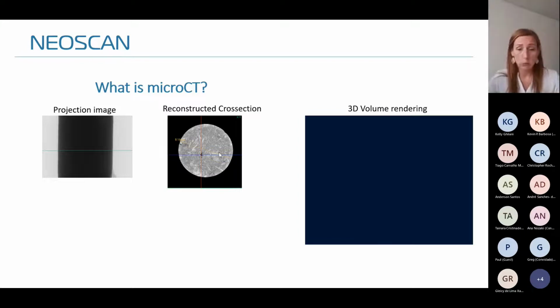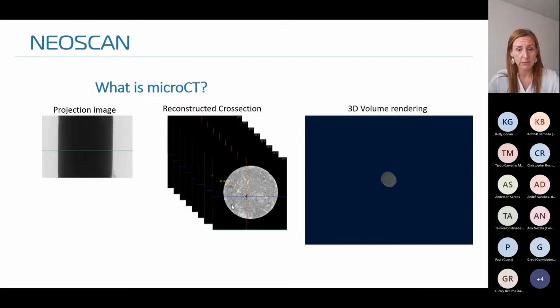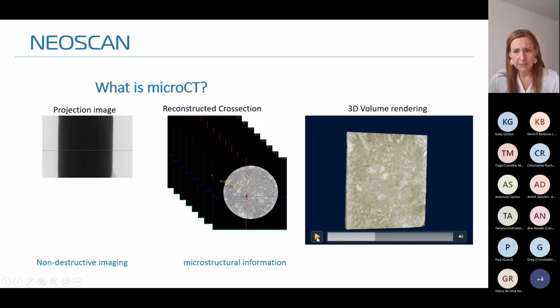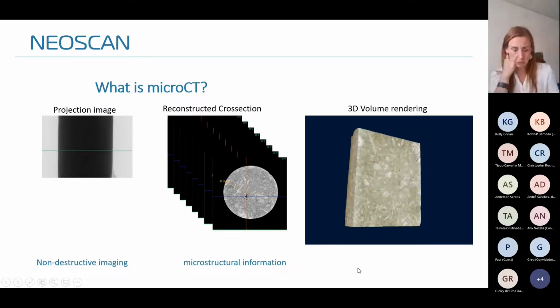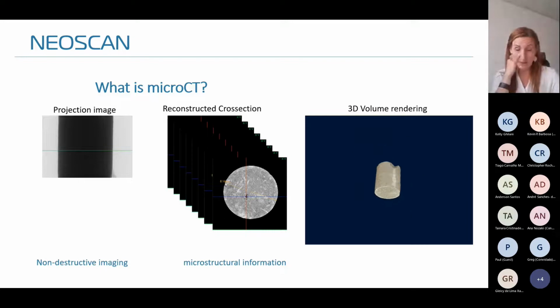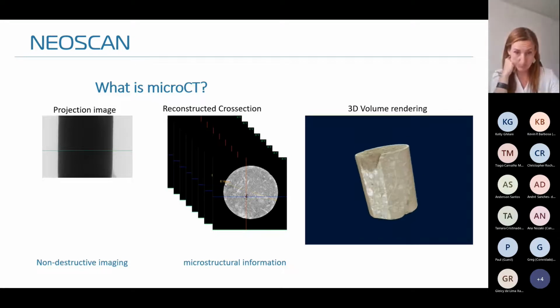Now, in MicroCT, we don't just get one image, but we get an entire stack of such cross-sections. And, oh, I see the bandwidth is struggling a little bit. Yeah, that's a pity. Let's try it again. Okay, so in total, all of these slices can then be rendered to a 3D visualization.